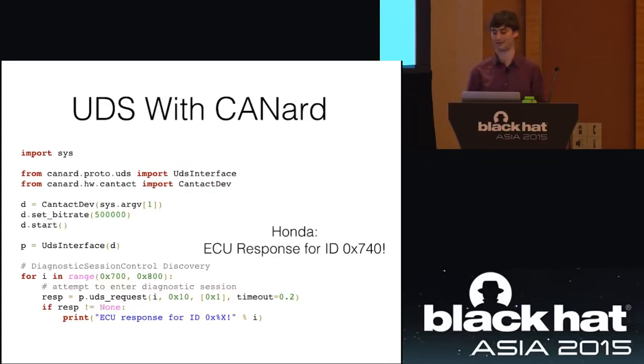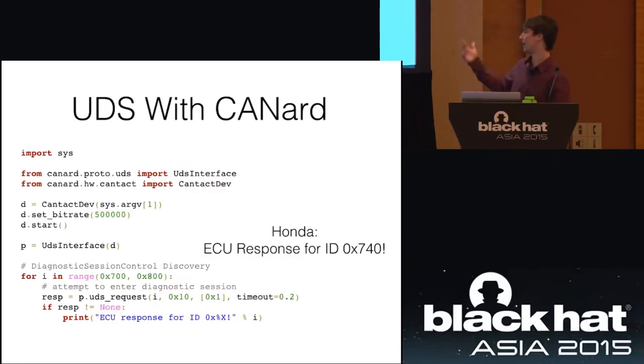I ran this, and it goes, ECU response for ID 0x70. So what this is doing is it's going from 700 to 800. I just know, having worked on these, that typically diagnostic messages are very high on the list of IDs. Reason being that whole priority thing, low IDs get a higher priority, so they don't want diagnostics to be high priority.